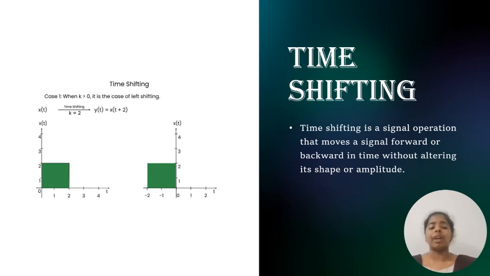Time shifting case 1: when k is greater than 0. X of t, time shifting with k equals 2. Y of t equals x of t plus 2. Here t plus 2 equals 0, so t equals minus 2. So the signal moves backward.